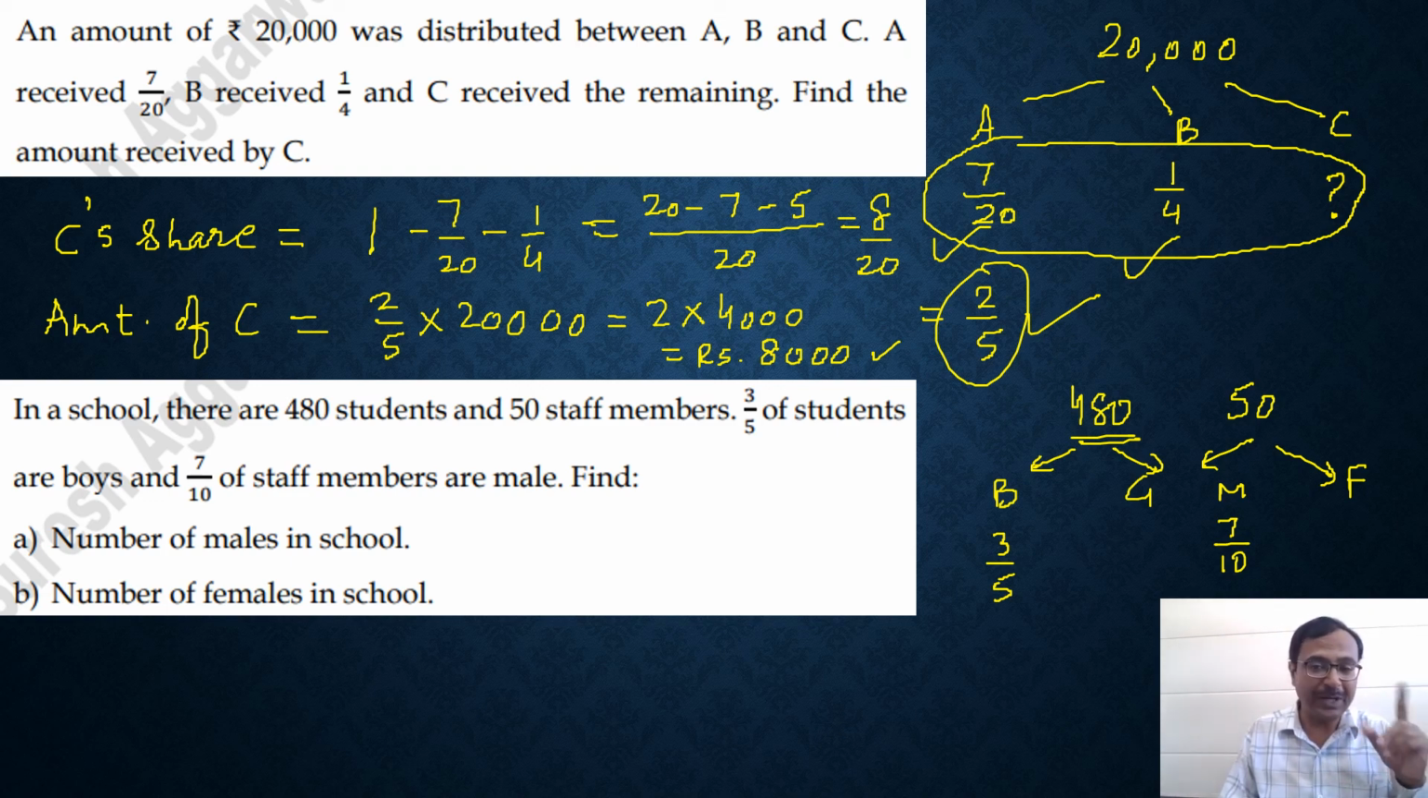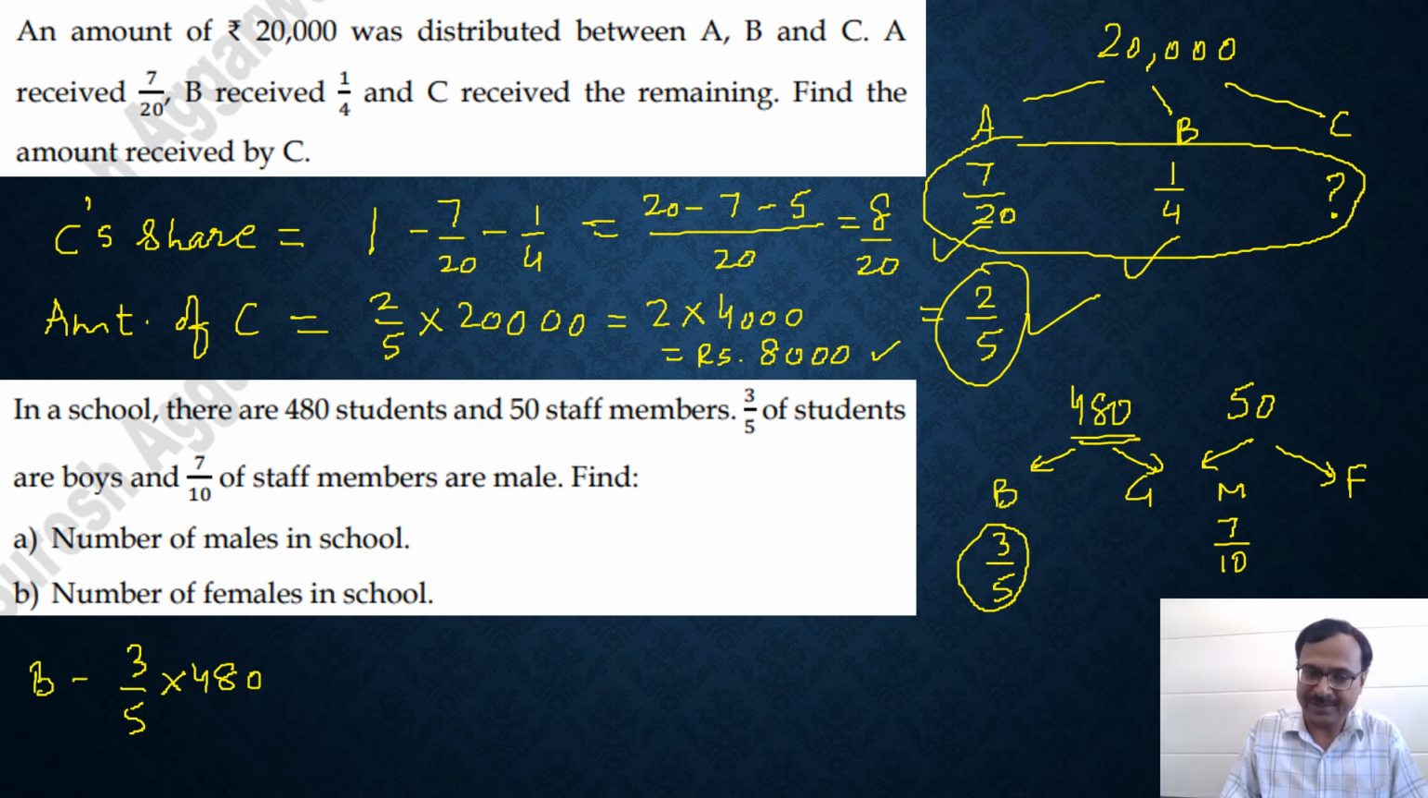Number of males will include the students and the staff members both. So if you see 3/5 of 480, these many students will be boys. If you divide 480 by 5, this will be 96, and 96 times 3 is 288. So there are 288 boys in the school.